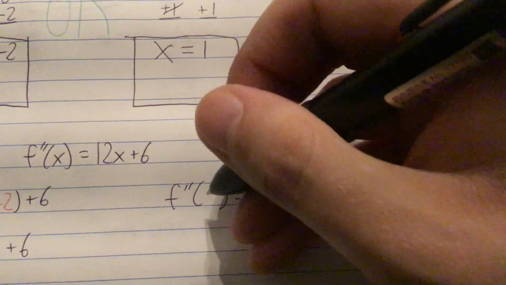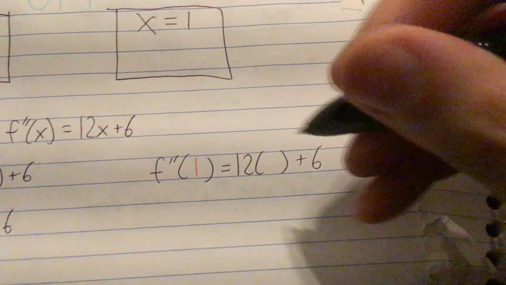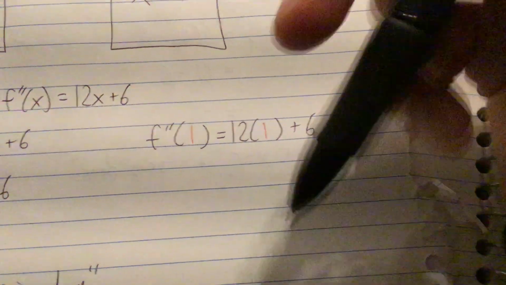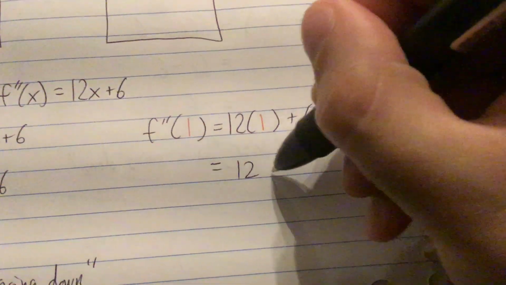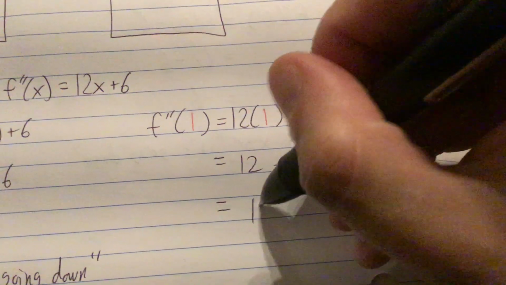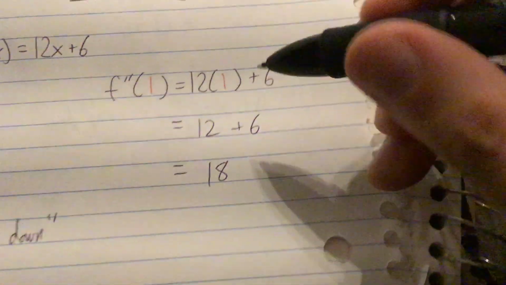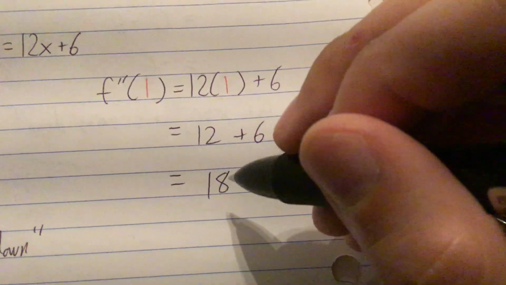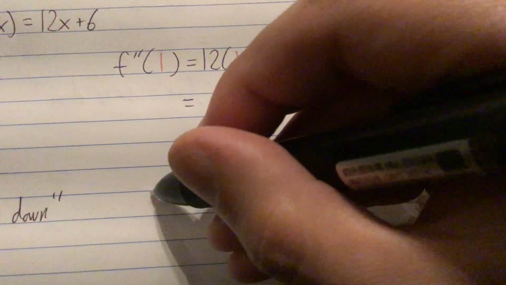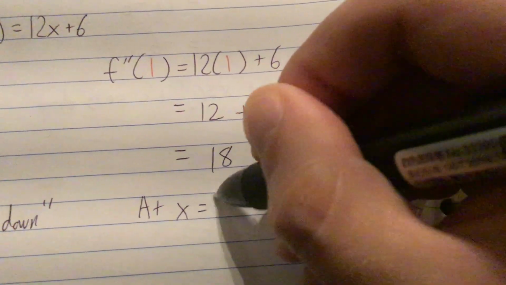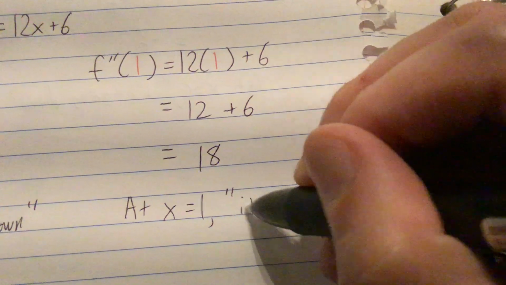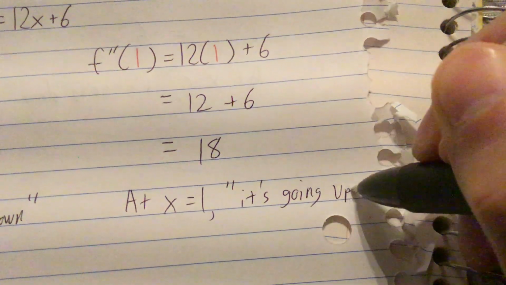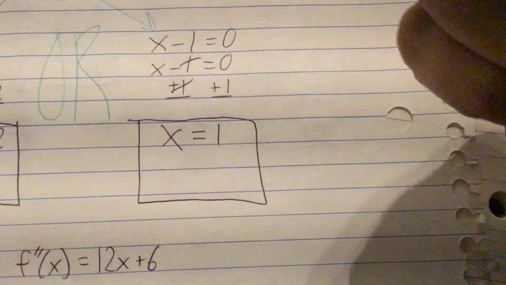Let's check out f double prime of 1. So f double prime of 1 can be calculated by 12 times 1, well, that's just 12. And then add 6 to that. That'd be positive 18. So if f double prime of 1 is positive 18, I don't care too much about the 18 part, but I do care about the positive part. At x equals 1, it's going up. So if it's going up, that means it's a local minimum.